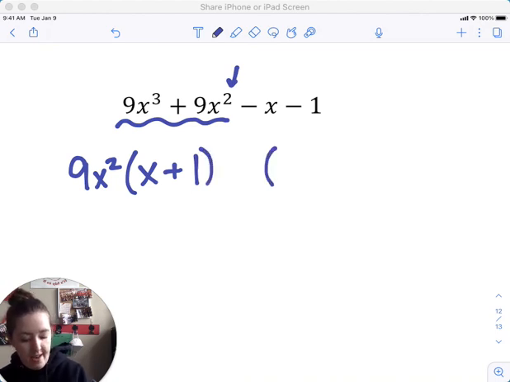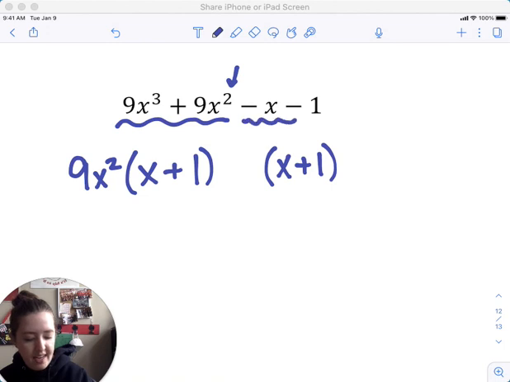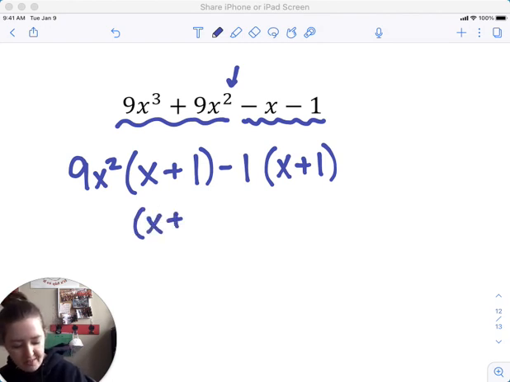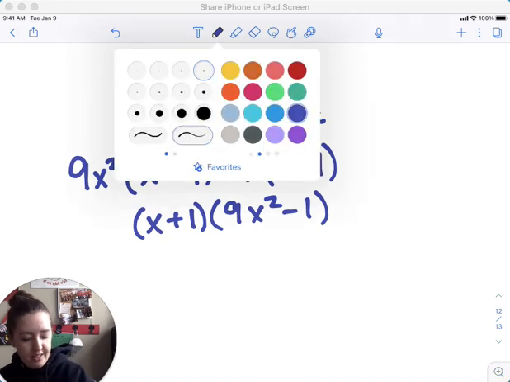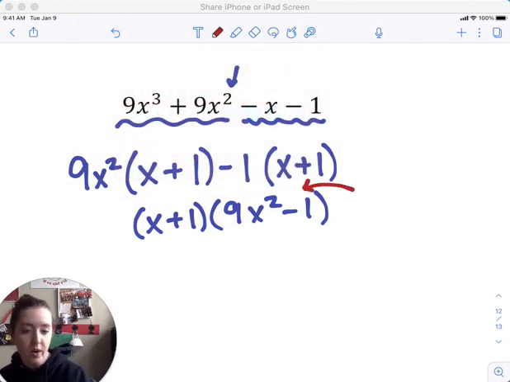We know we want to have x plus 1 in these parentheses over here. So what do I need to factor out of negative x minus 1? I need to factor out a negative 1. So we'll take out the binomial that they have in common, x plus 1, and we're left with 9x squared minus 1. Now, let's take a look at this 9x squared minus 1. There's 2 terms. They're both perfect squares, and they're being subtracted, right? That is a difference of squares.